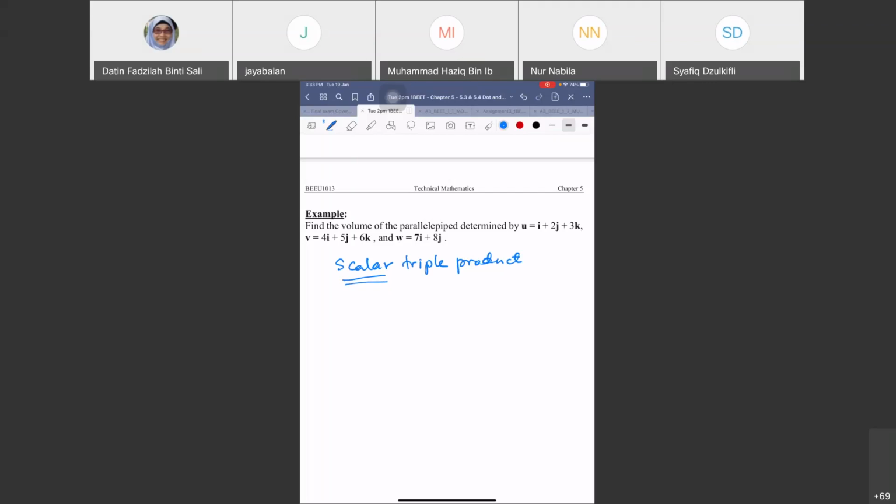That's why they call it scalar triple product. Scalar, because the final answer must be a number, because this is volume. Volume must be a number like area. It has to be a number. And they call it triple just because of the three vectors. So then they call it scalar triple product. So the setting up of the formula is something like this.